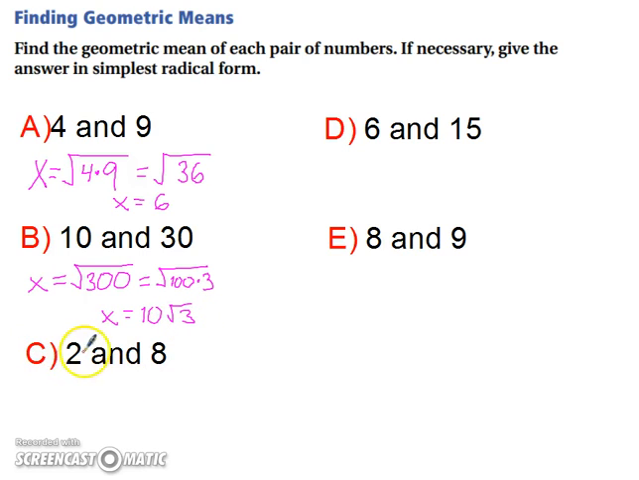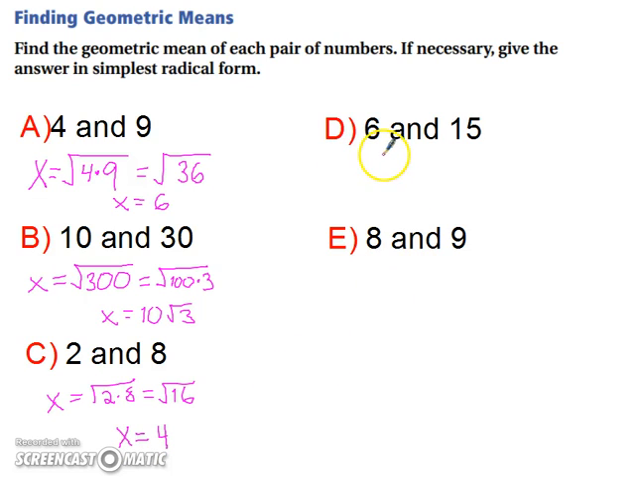Let's look at C. We have 2 and 8. So x equals the square root of 2 times 8, which is the square root of 16. And the square root of 16 is, once again, plus or minus 4. But since we're dealing with distance, we're going to use just the positive 4.